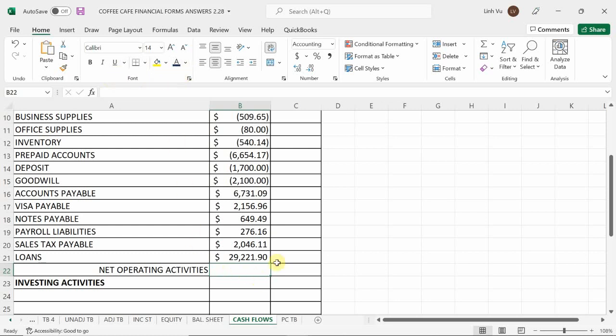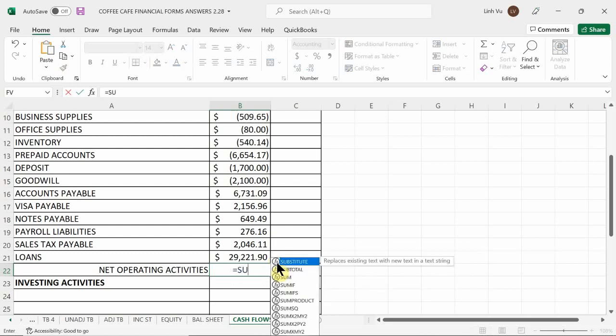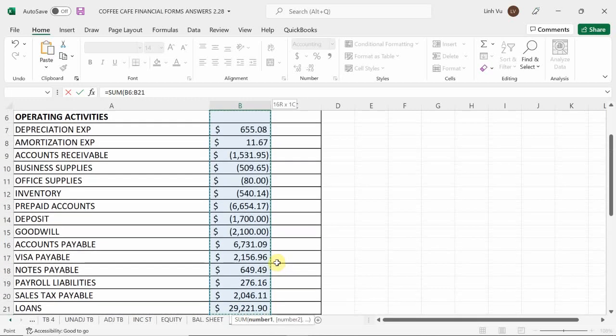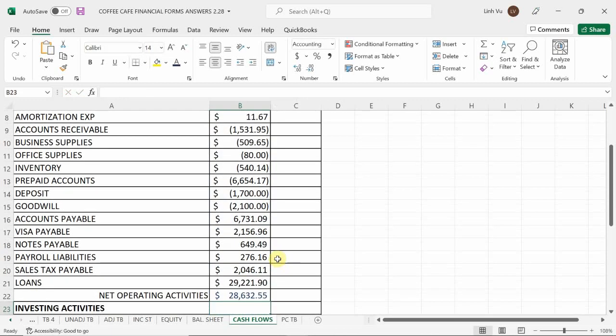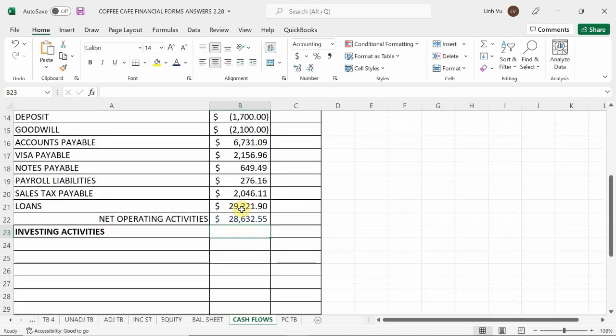Now, in this case, you can do an equal sum here. This is going to be my total operating activities. So I'm going to do equal sum so I can quickly calculate how much money I have used during operations, okay? I'm only going to tally up this column right here. I haven't included my net income yet because that's going to be your net. So in this case, I have a total operating activities of $28,632.55.